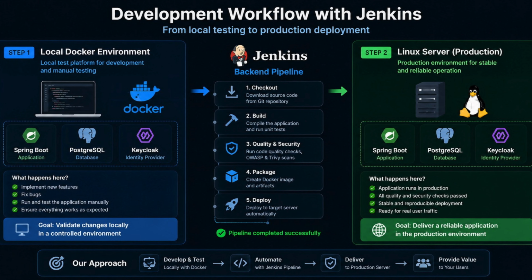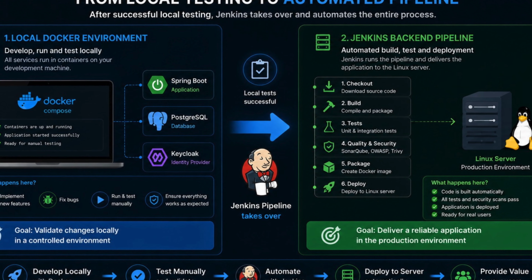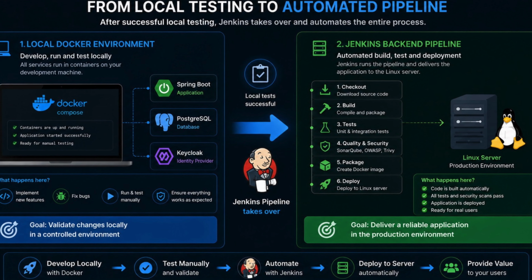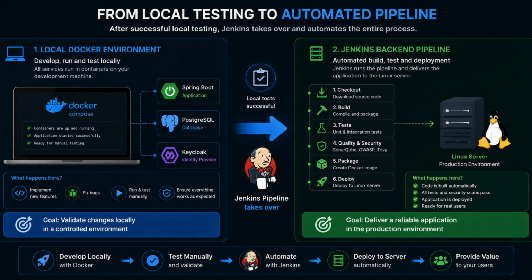Before Jenkins takes over, everything happens locally inside Docker. That's the environment I'd like to show you first. As you can see, all of the platform's core services, Spring Boot, PostgreSQL, and Keycloak, are already running as Docker containers on my development machine. The idea is to validate every new feature locally before Jenkins automatically takes over and deploys the application to the Linux server.